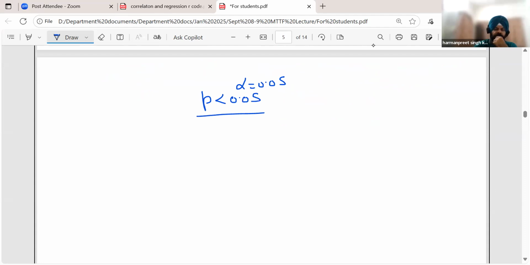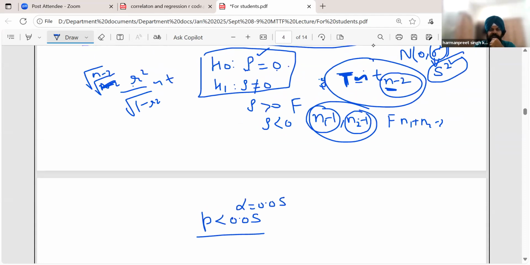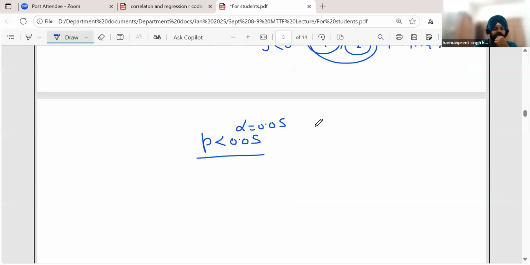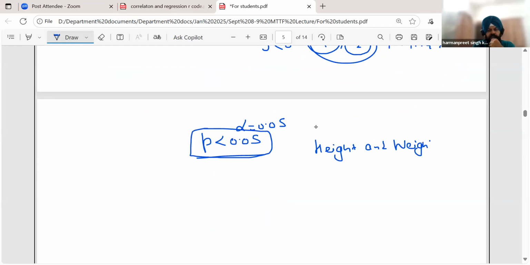So what do we do? We reject the null hypothesis. And what's the meaning of the null hypothesis? That no linear relationship exists between these two variables. But when we reject the null hypothesis, what will happen? Now we have shown statistically that the variables height and weight are strongly linearly related to each other from the statistical point of view also.